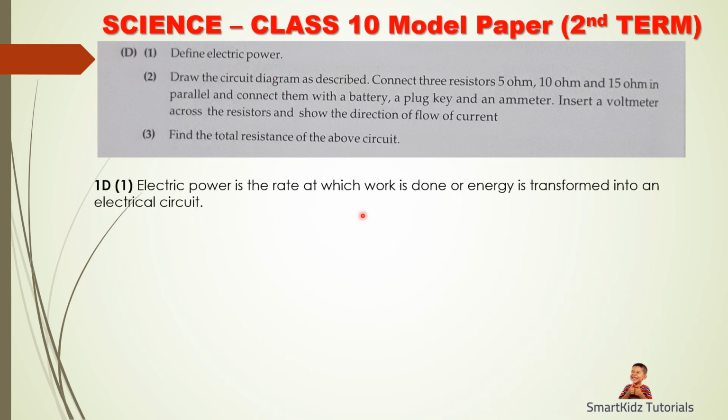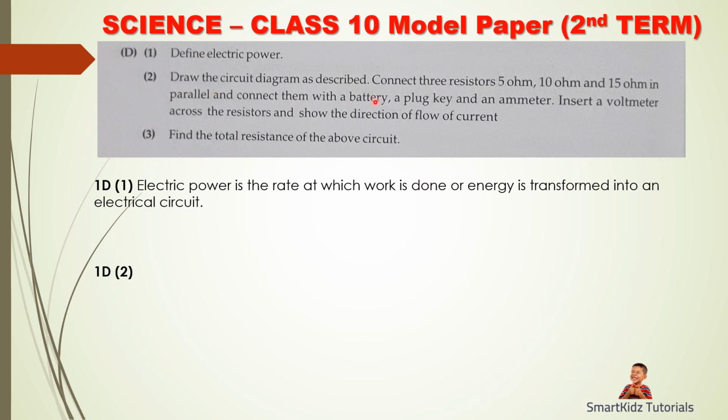So electric power is the rate at which work is done or energy is transformed into an electric circuit. Just to put it very plainly, it is the amount of work done in a particular span of time. That is what it means by electric power.